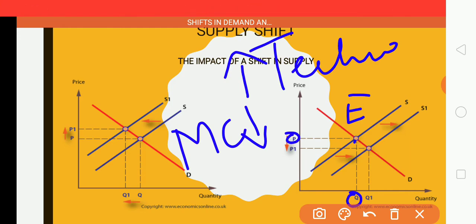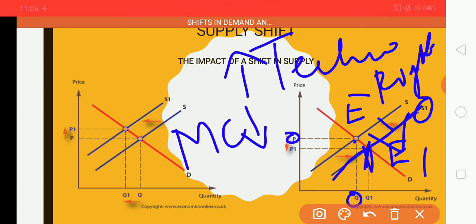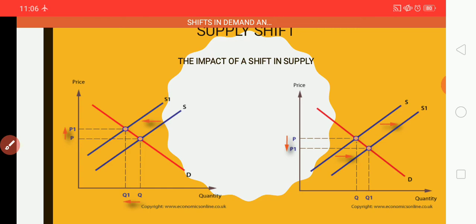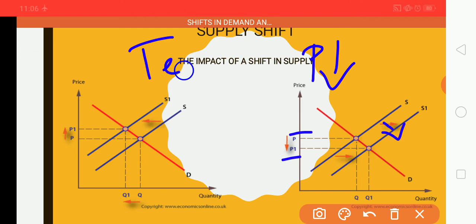When the supply shifts rightward, S1 is the supply curve shifted rightward due to technological progress. A new equilibrium point E1 takes place. At that time the price is reduced from P to P1. The price decreases due to technological progress.